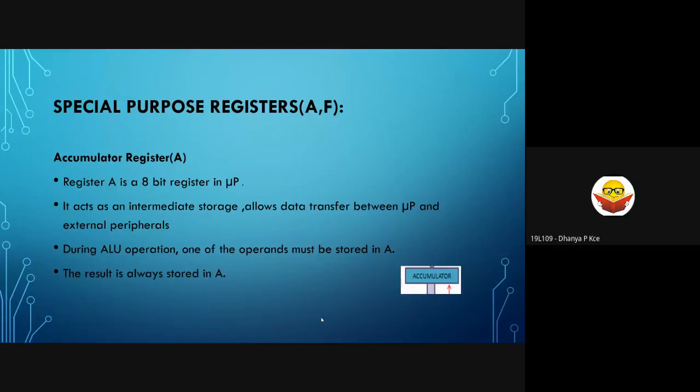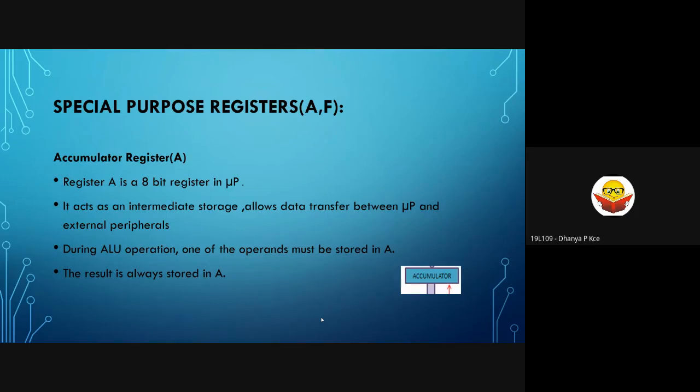Accumulator register. It is also a register, but it has special functionalities. First, it is also used to store 8 bits of data. That is the first point. Since it is named a special purpose register, most of us would think that it can store more bits of data. Not so. It has the same 8-bit capacity, but the functionality differs. First, it acts as an intermediate storage and allows data transfer between the microprocessor and external peripherals.